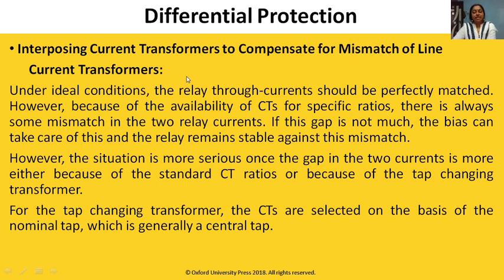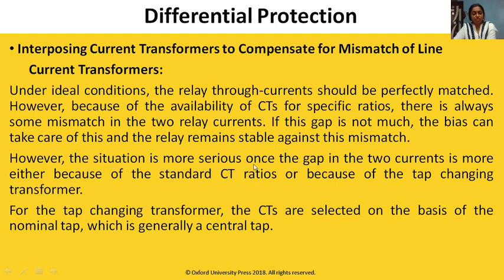Also, if the CT characteristics are not matching, then instead of a simple current transformer we use an interposing current transformer. This is the interposing current transformer. Under ideal conditions, the relay through current should be perfectly matched. However, because of the CT's specific ratio, there is always some mismatch in the two relay currents. If the gap is not much, the bias can take care of this and the relay remains stable against this mismatch.